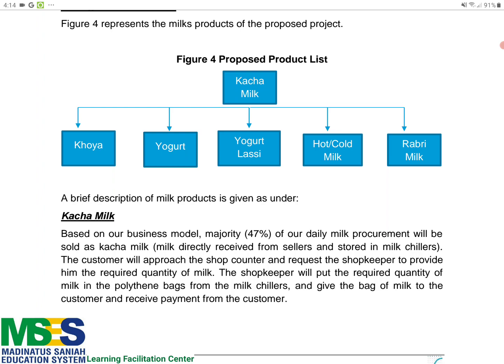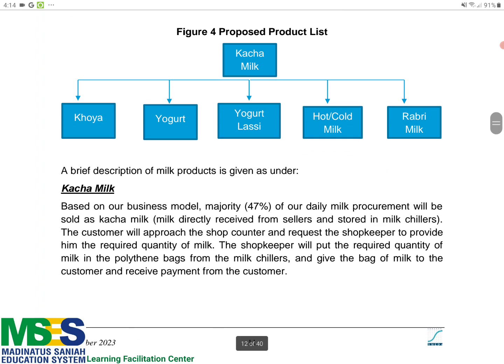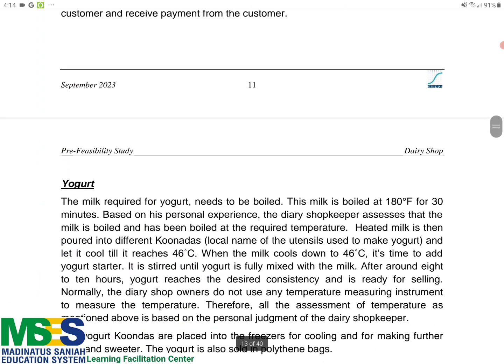We make khoya, yogurt, yogurt lassi, and so on. Keep in mind that if you are pointing a finger at something in the presentation, it would not show, so you would have to say what you want to say. You cannot just point your finger. So you will get kacha milk, and you will then produce these five items: yogurt, khoya, and all these things.